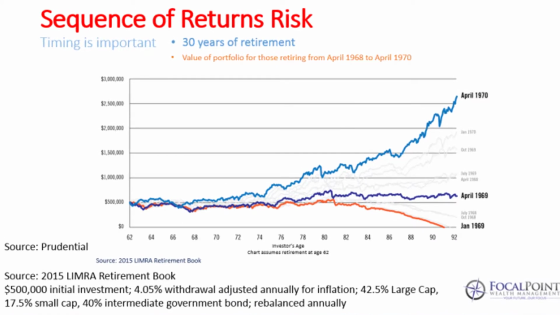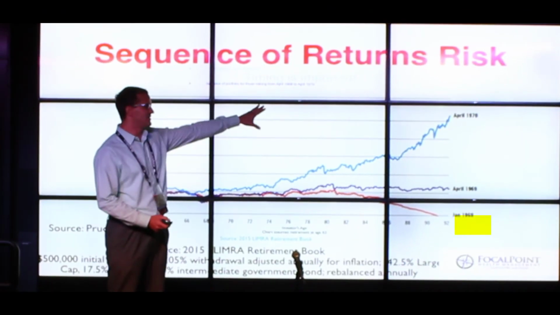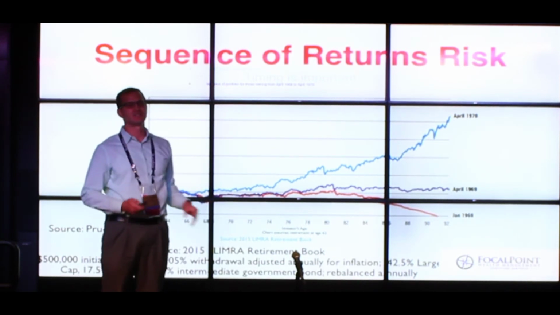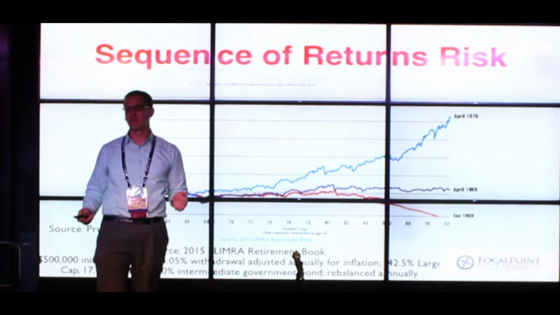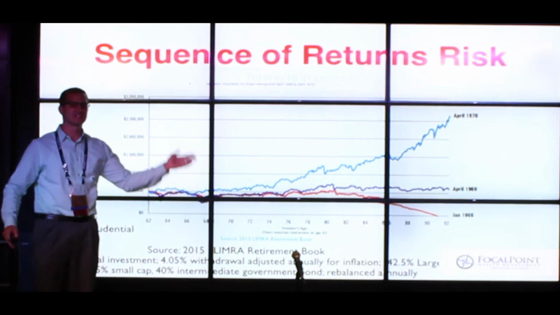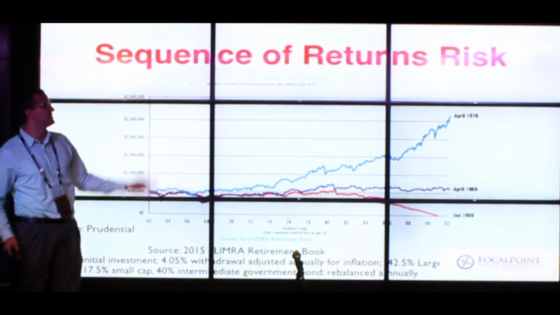What I want to show you is that the person that started off with $500,000 who retired in April of 1970, after 30 years, had a little over $2.5 million left. The person that retired just 1 year before them had a little over $500,000 left. And the person that retired 4 months before them ran out of money after 29 years. You see, there's a 16-month window here. A lot of times you see all these talking heads say, oh, well, the market averages this, it averages that, but they never talk about sequence of return risk.